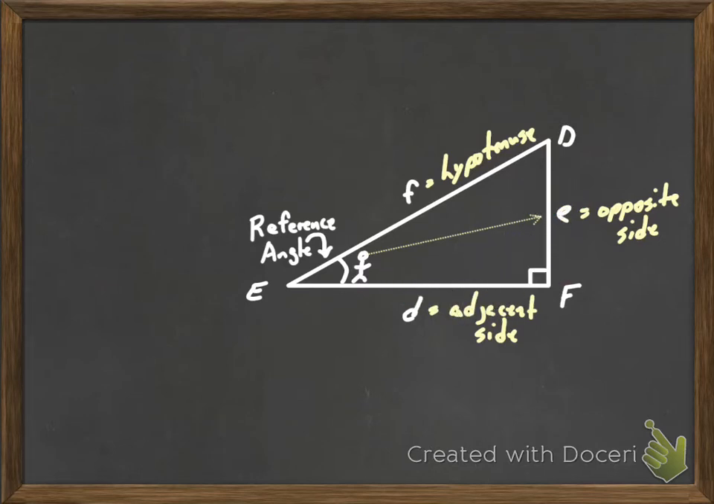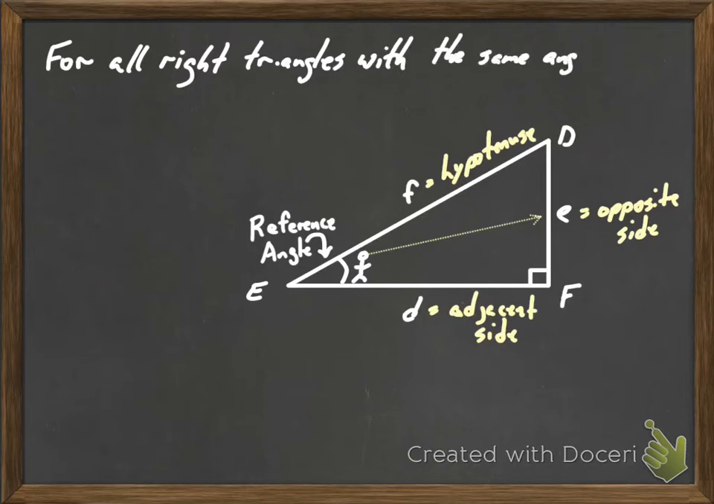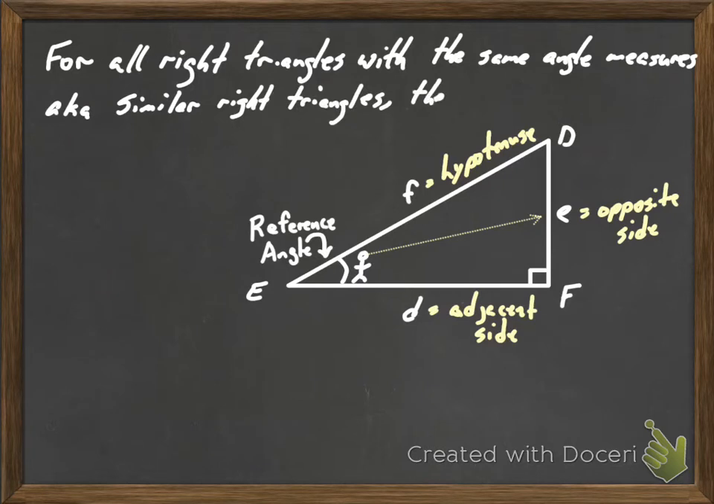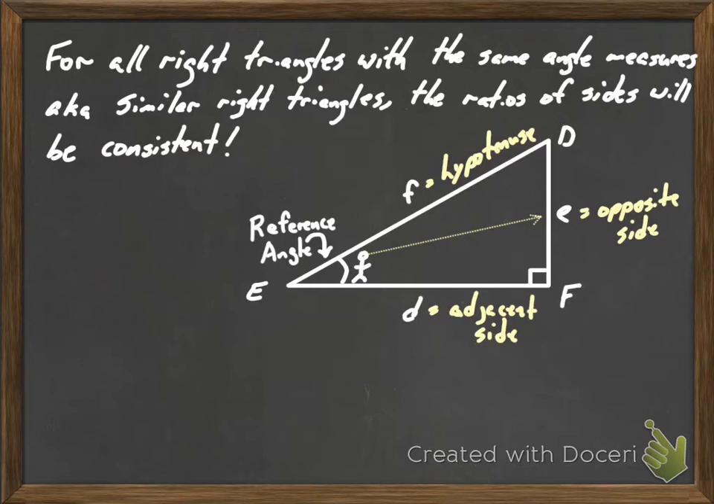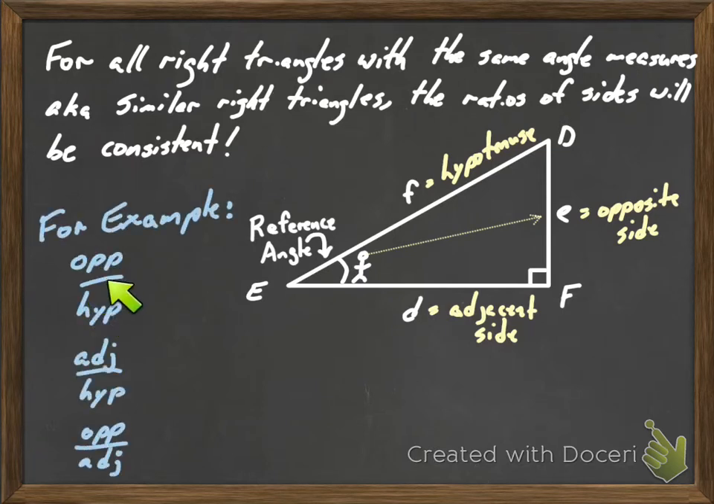So this is our starting point for trigonometry. And so what we learned is for all right triangles with the same angle measures, aka similar right triangles, the ratios of side lengths will be consistent, right? That's what similarity is all about. If we know this angle measure, we know that the side length ratios have to be the same. So for example, the length of the opposite side over the length of the hypotenuse for a given angle measure is always going to be the same.